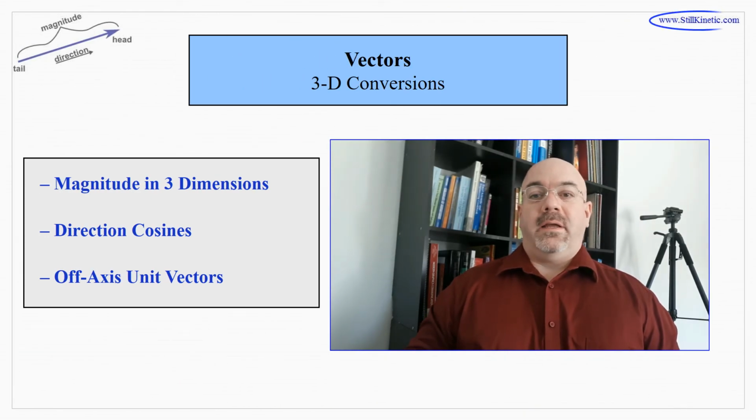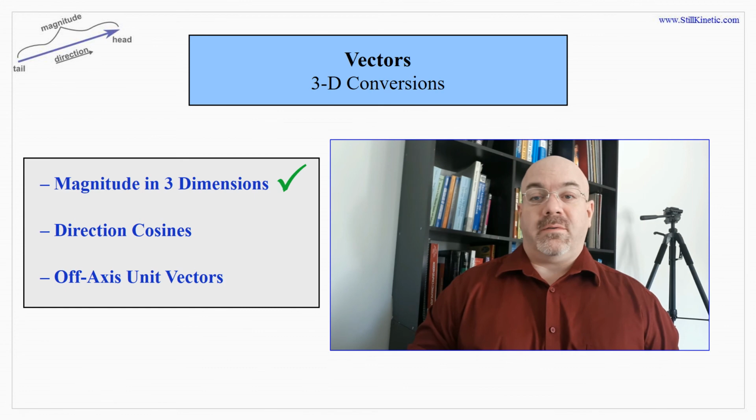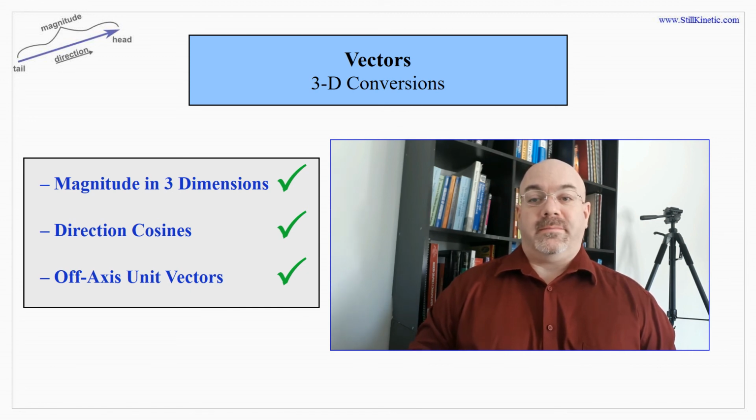And there you have it. Now you know how to work fully with vectors in 3 dimensions. You can find the magnitude of a vector in 3 dimensions. You can look at the angles of the vector represented as direction cosines. And you can find unit vectors along vectors that are not coordinate directions.